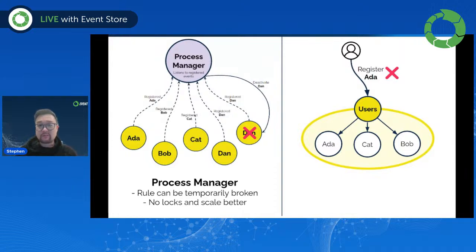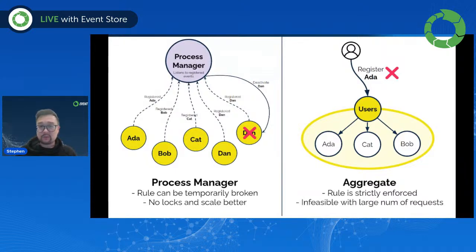This is different compared to the large aggregate approach, where the uniqueness rule is strictly enforced using transactions, and so the rule cannot be violated at any time. On the other hand, since all the users are locked up in the large aggregate approach, this becomes somewhat infeasible when the aggregate has to handle very, very large numbers of requests in a short period of time.